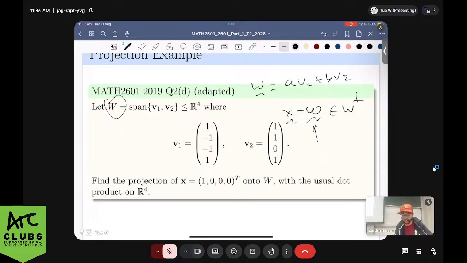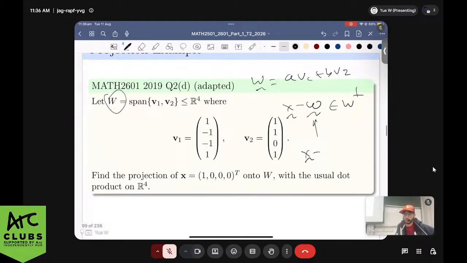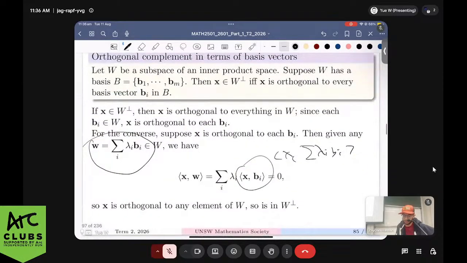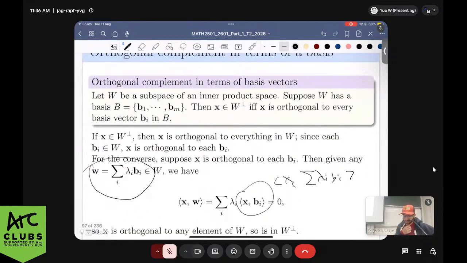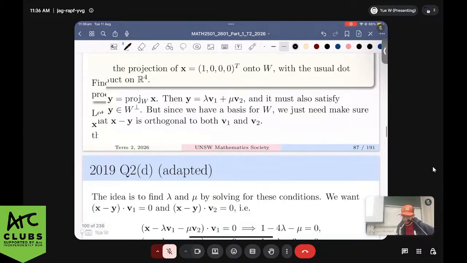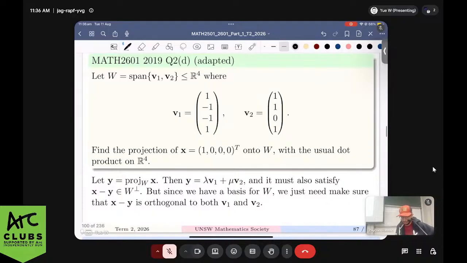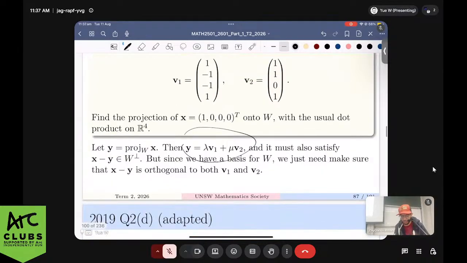And then you essentially have X minus that thing should be orthogonal to the basis vectors of W. This is what I was talking about. Something's in W perp if and only if it's orthogonal to the basis vectors of W. And I'm pretty sure that was for any basis. You don't even need orthogonal. Yeah, this is for any basis. So what we do is, okay, they used lambda. Okay, we're using lambda and mu. So they're saying Y is the projection, I guess. Okay, so X minus Y should be orthogonal to both of the basis vectors, v1 and v2.